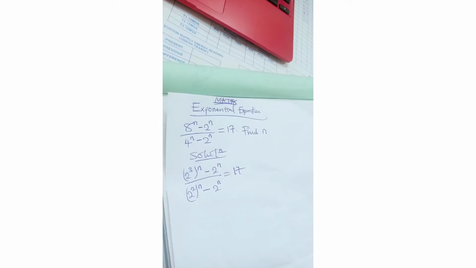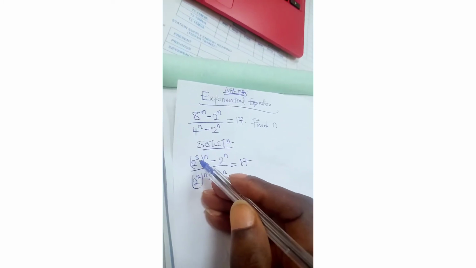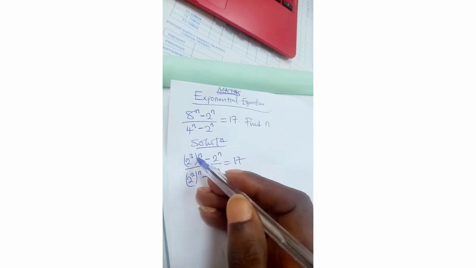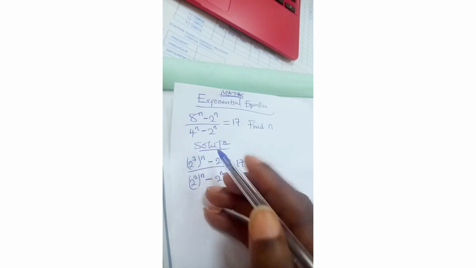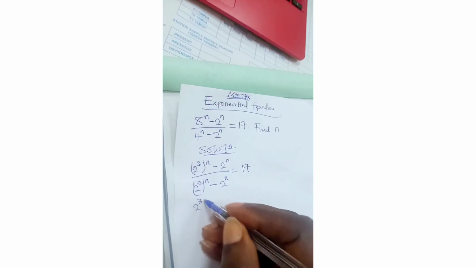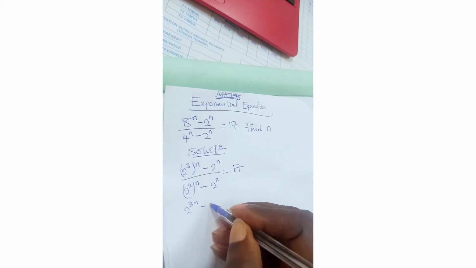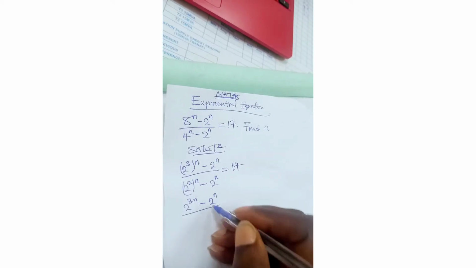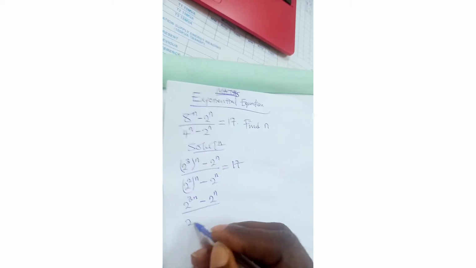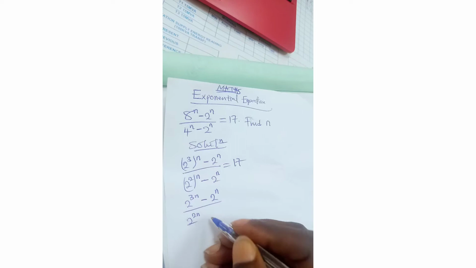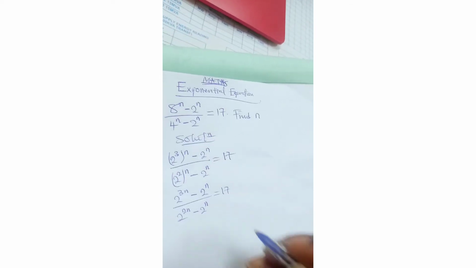Now, what we are going to do here is to say, in the multiplication law of indices, remember that the two powers, this and this, will multiply each other. That is 3 and n will multiply. Then we are going to have 2 raised to power 3n minus 2 raised to power n over, 2 and n will also multiply. You are going to have 2 raised to power 2n minus 2n is equal to 17.